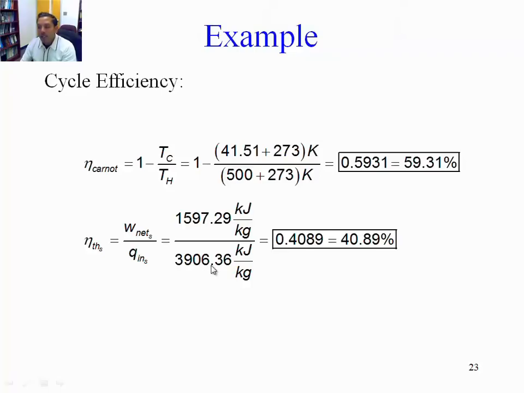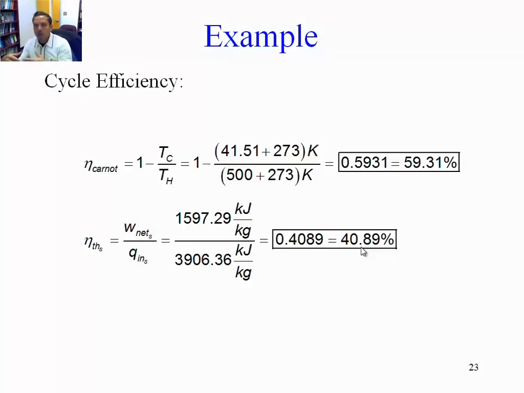And Qn is 3,906.36, which is the delta H after the first pass of the boiler plus the delta H after the second pass of the boiler. And that yields an efficiency of 40.89%. That is about 1.2% higher than the efficiency that we found with the basic Rankine cycle. By adding this reheat process to the cycle and making it a reheat Rankine cycle, we increase the efficiency about 1.1%. Is that worth it?